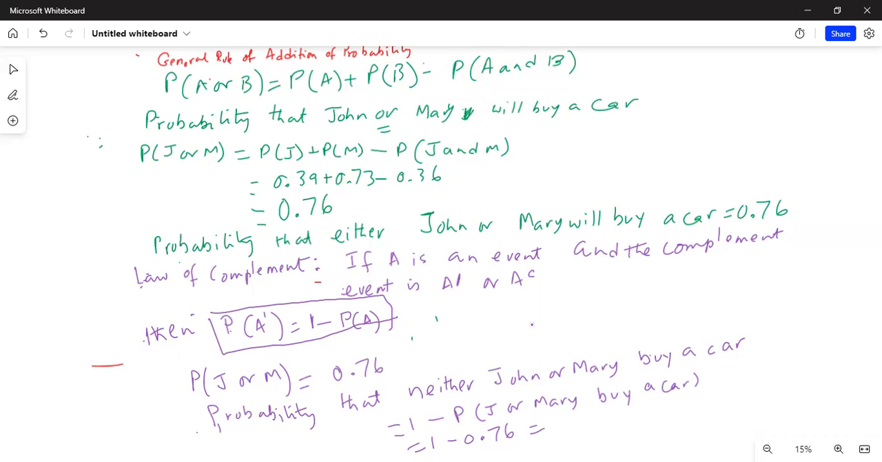Is equal to 1 minus 0.76 is equal to 0.24. So this is the probability that neither John or Mary will buy a car is 0.24. The probability of the complement event. So I'll stop here today. Here we have used the general rule of addition and the law of complements.